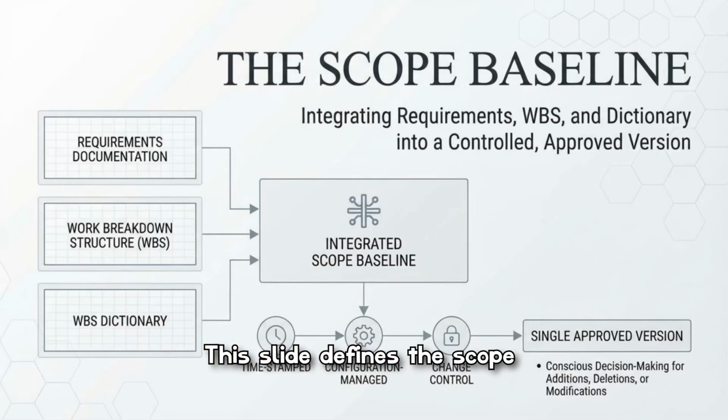This slide defines the scope baseline as an integrated, approved version combining requirements documentation, the work breakdown structure, and the WBS dictionary. The diagram emphasizes time-stamped, configuration-managed records, and formal change control, so the project operates from a single approved source, enabling conscious decisions about additions, deletions, or modifications rather than ad hoc changes.